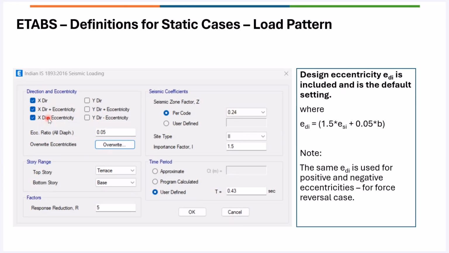Note, for the negative direction, it uses the same 1.5 times ESI and 5%. This is because, for the reversal of forces, we typically use the same earthquake load pattern in the negative direction. Right.